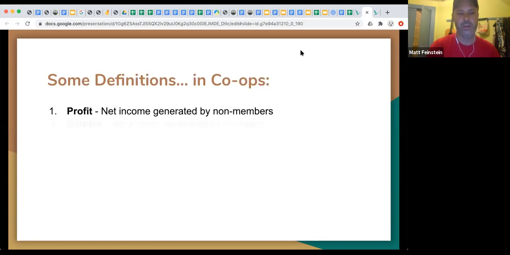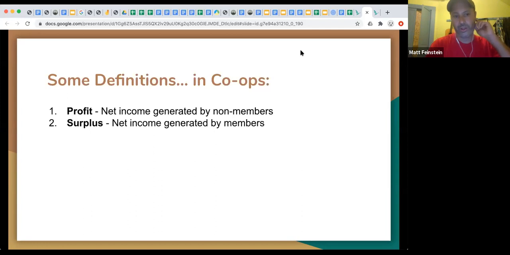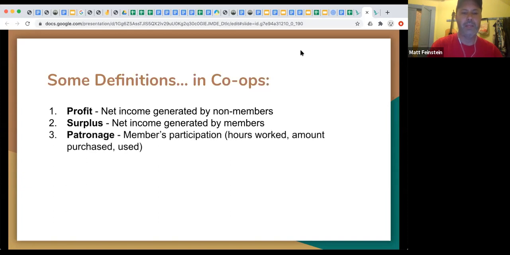And we'll get into why it's important to separate that from what we call surplus, which is your net income that's generated by your members. So all the hours that members work in a worker co-op is surplus. Because we need to calculate patronage, right? How much the member has participated in the co-op. In a worker co-op, it's usually by hours worked. In a consumer co-op, it's how much you've purchased, right?